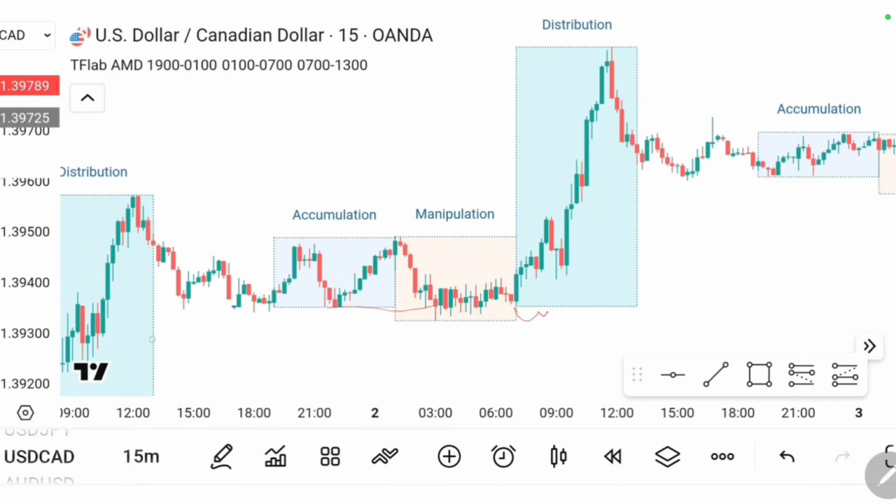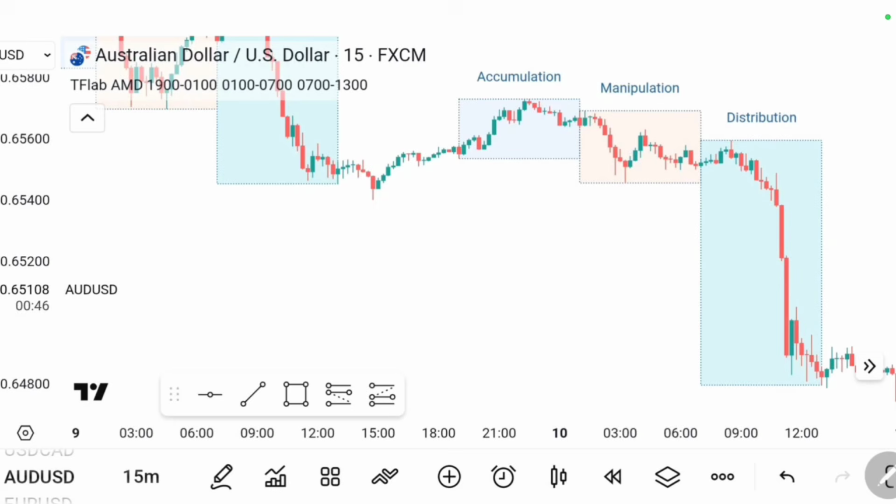All right, you place your stop loss somewhere around there, and you can trail your stop loss up, or you can do a 1:2 risk to reward ratio, or 1:3 risk to reward ratio. All right, this is another example for Australian dollar USD.